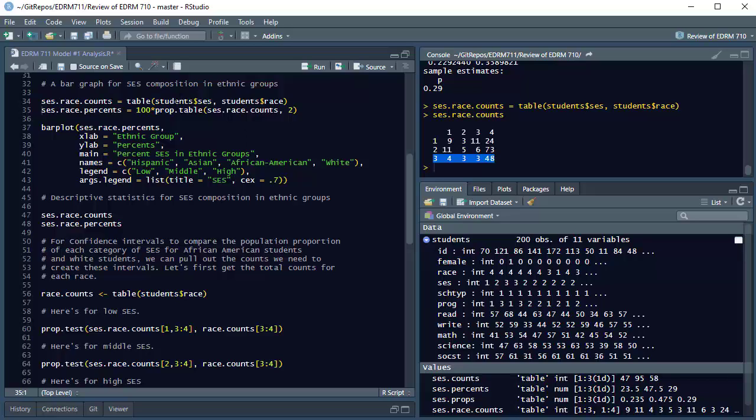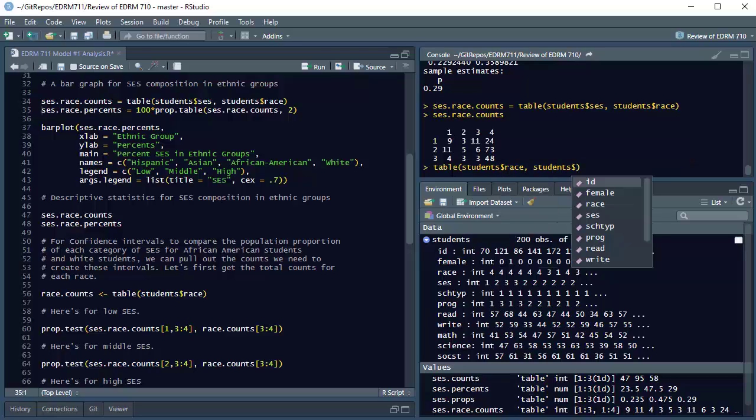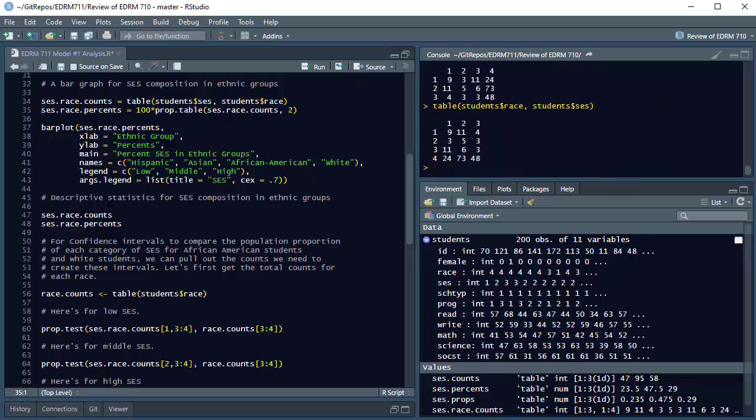Now notice, you might wonder, well, what if I had done it the other way around? Well, that would have just been, the rows would have become columns, and the columns would have become rows. Here you go. Same information. It's just now the ethnic categories would be in the rows.